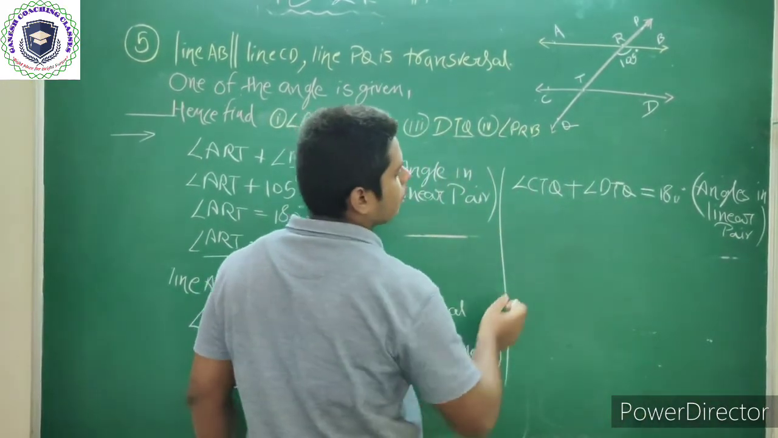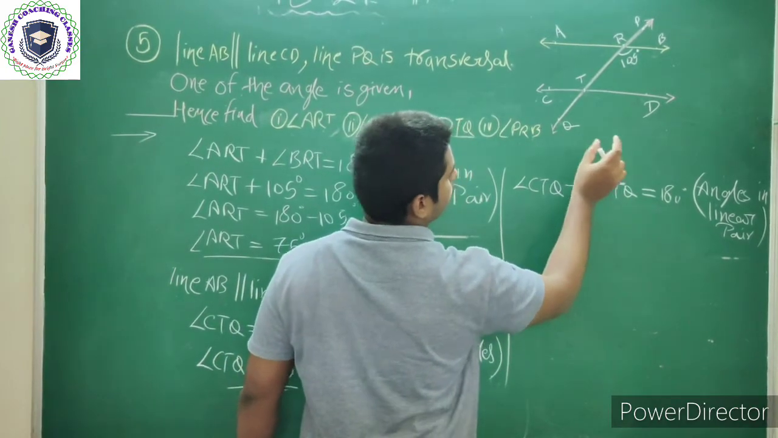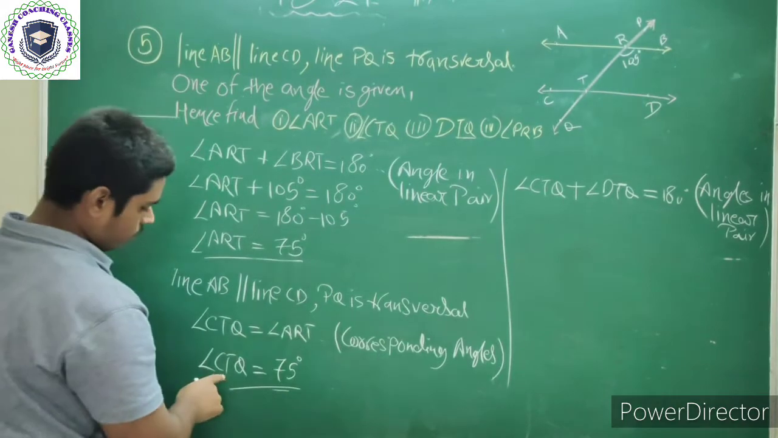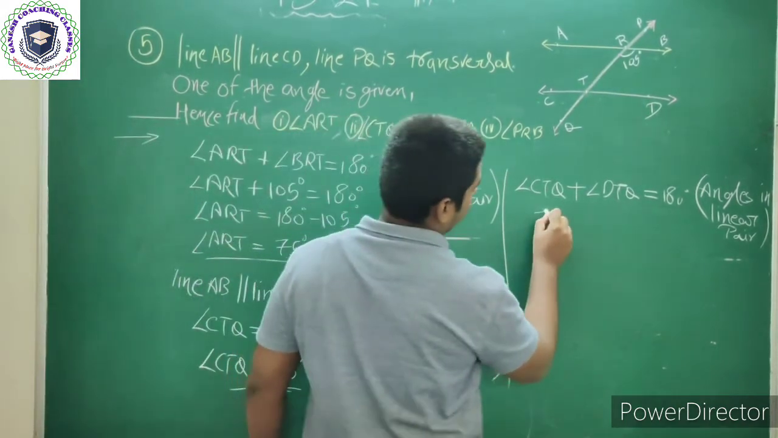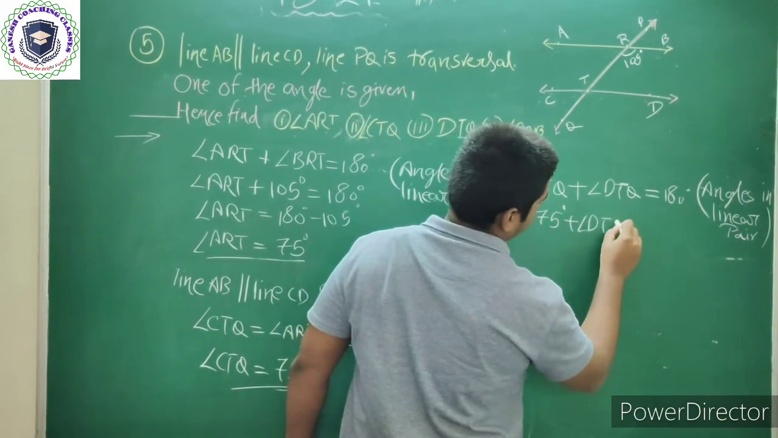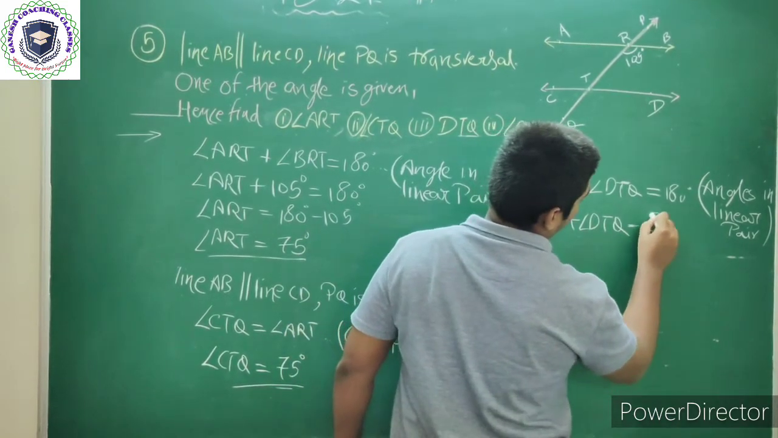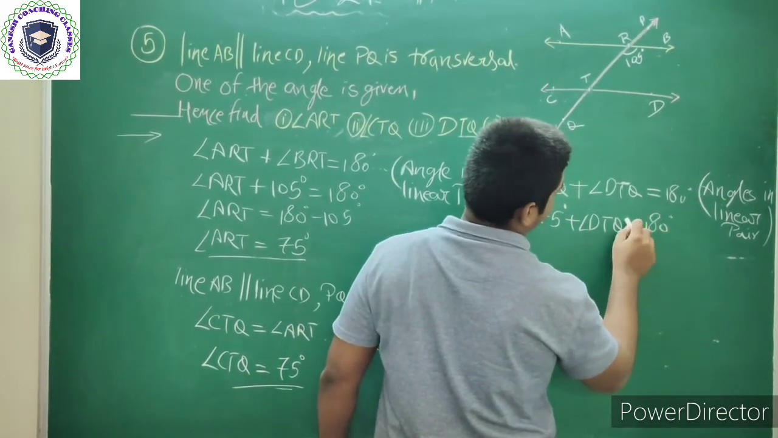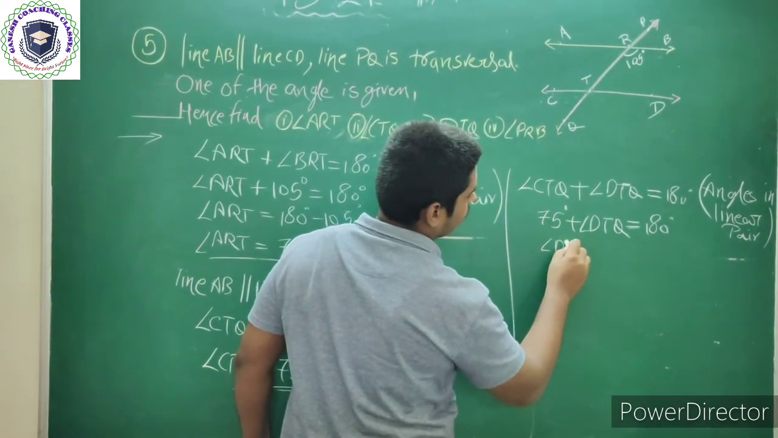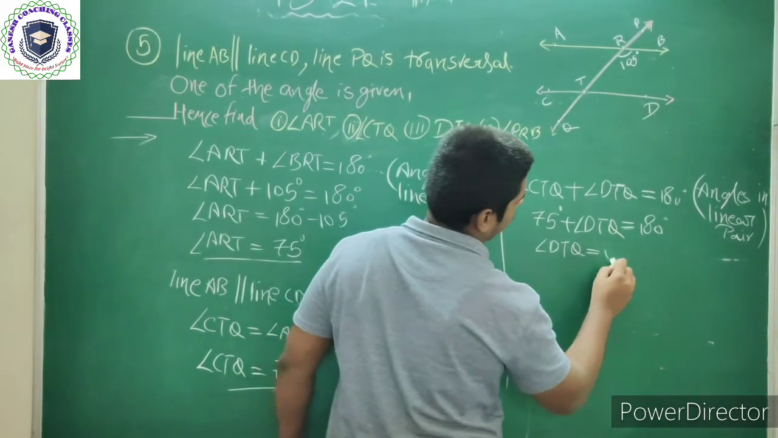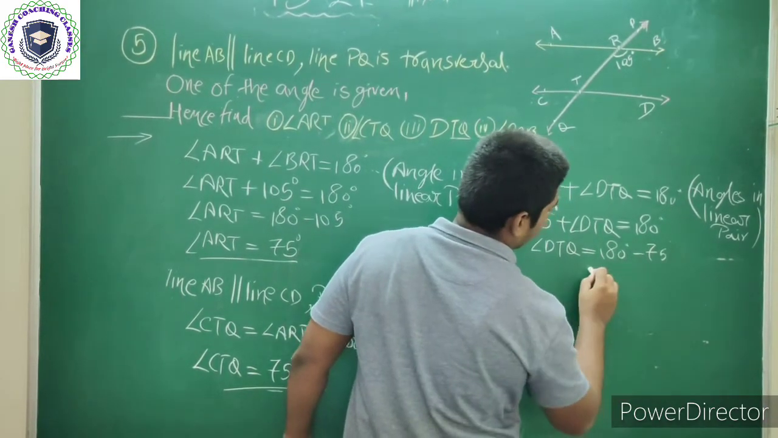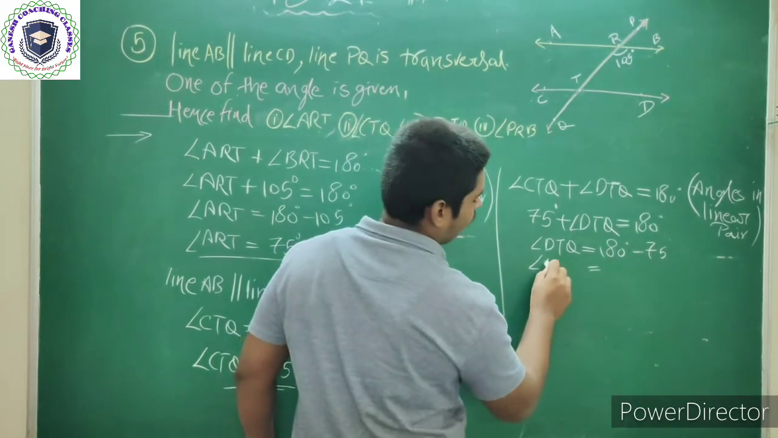What is the value of DTQ? DTQ we have to find. What is the value of CTQ here? We found that the value of CTQ is 75 degrees, plus DTQ is equal to 180 degrees. Now 75 will go to the right-hand side and convert into minus. So here, 180 minus 75, how much is it?